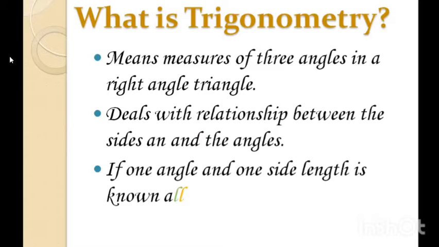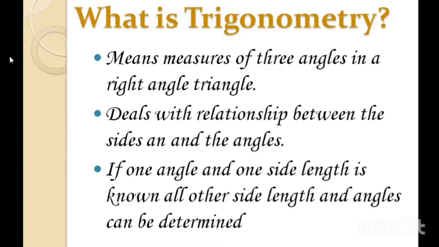If one angle and one side length are known, all other side lengths and also angles can be determined using these trigonometry functions. So trigonometry deals with the relationship between the sides and the angles. Let us move into that.